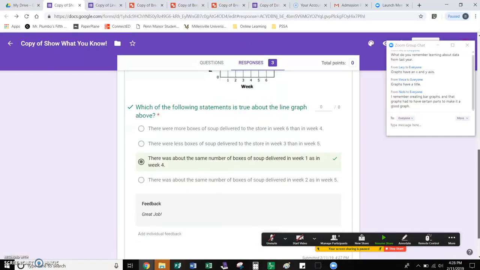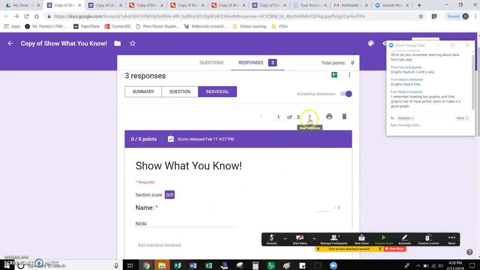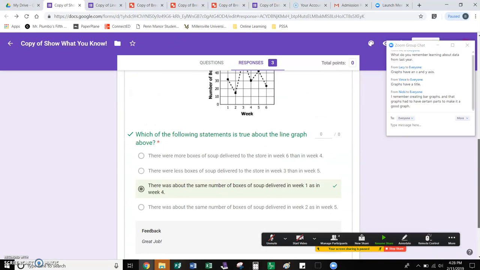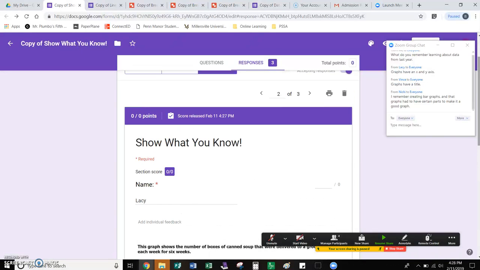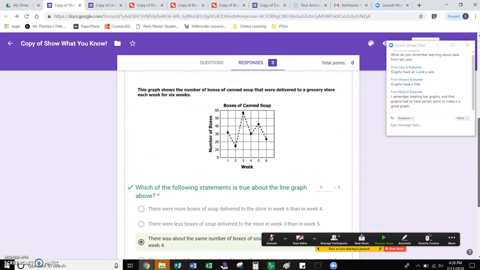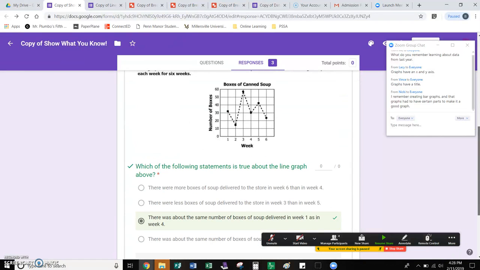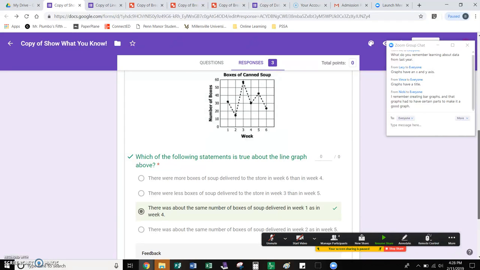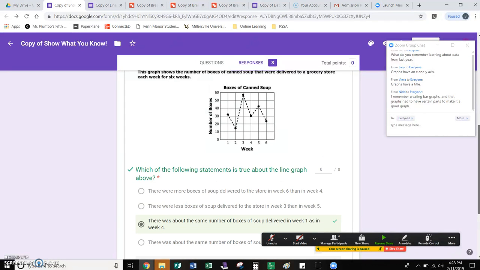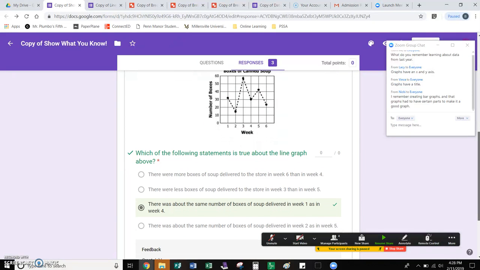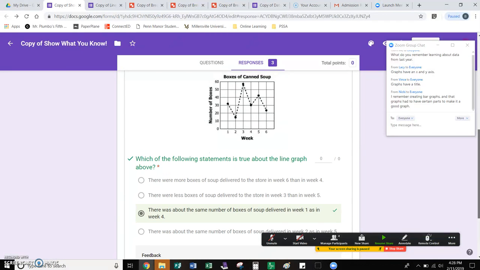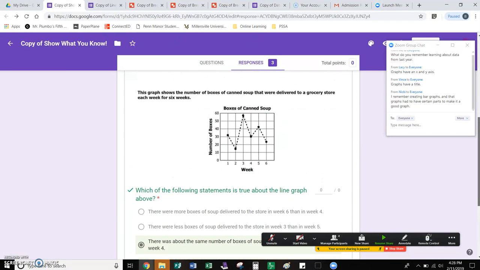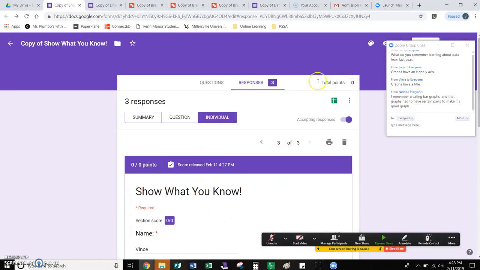So let's see here. Nikki, very good. Got the correct answer. Lacey, also with the correct answer, very good. All right, let's see how Vince did. All right, perfect. 3 for 3. Very good, class. So yeah, based off that graph, all the other options just did not make sense given the data that you had, right? So the third option there, that week 1 and week 4 had about the same number of deliveries, was the correct answer for us. Okay.